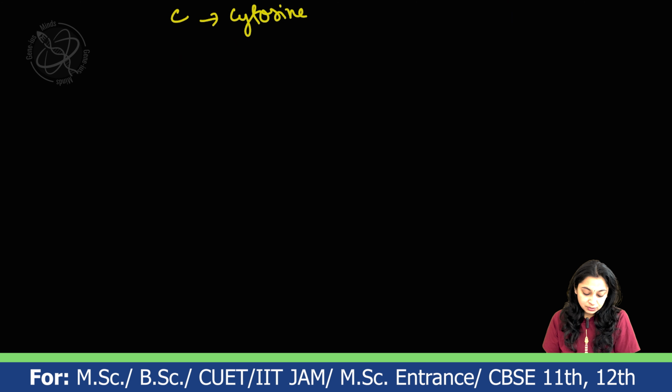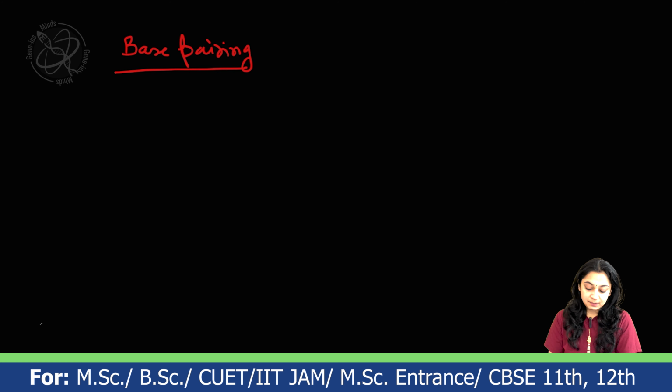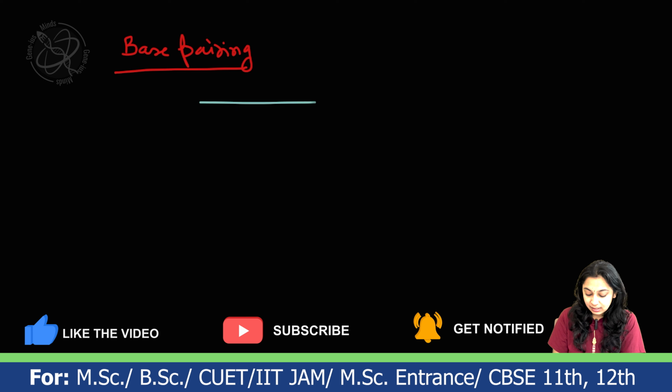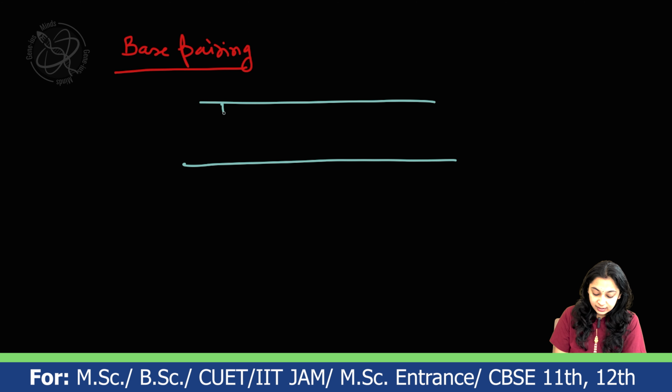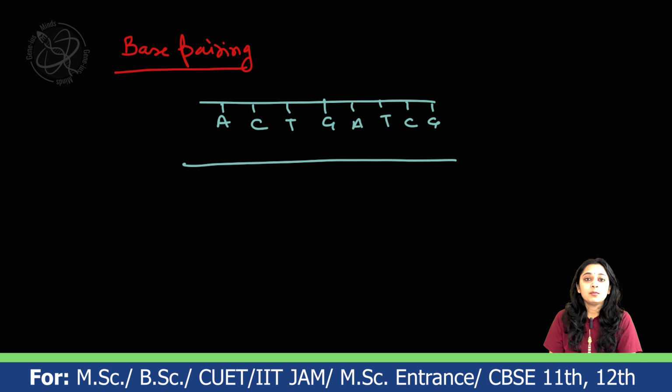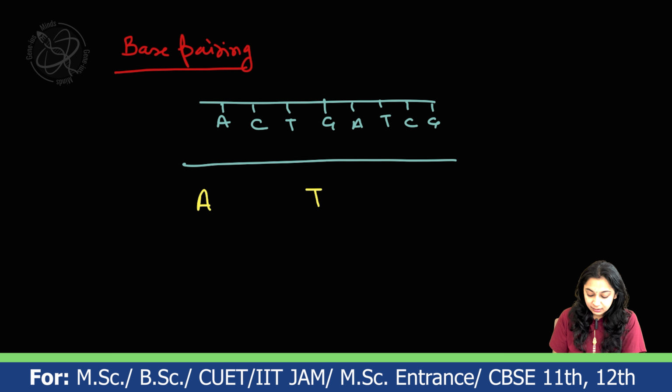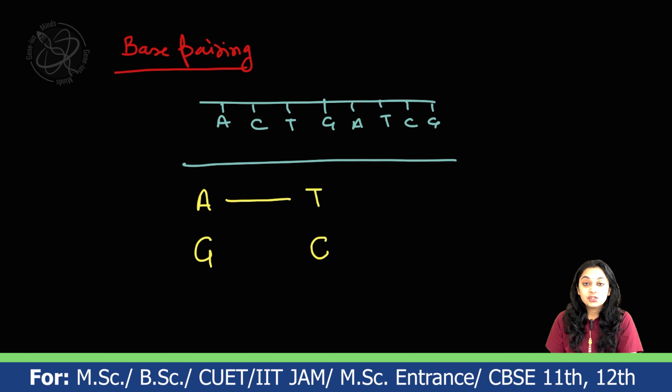Now when we look into base pairing, which is a very important topic, there are some rules that these nitrogenous bases follow. As we all know, DNA is a double-stranded molecule where all these bases, A, T, G, C, are present randomly in any sequence. Now, how are they going to form base pairing with one another? Adenine always pairs with thymine, and G always pairs with C. That means adenine with thymine, G with C.